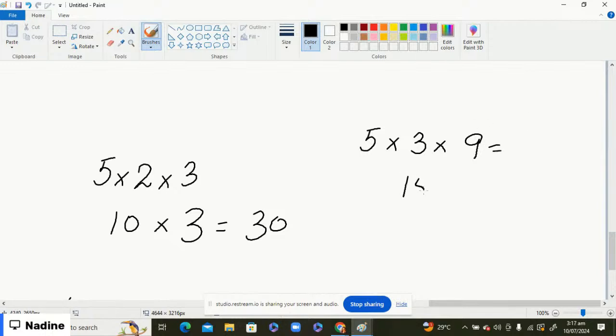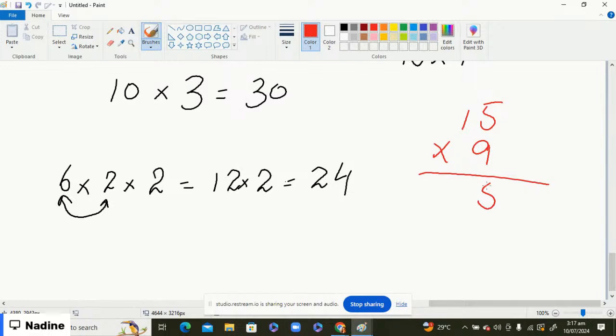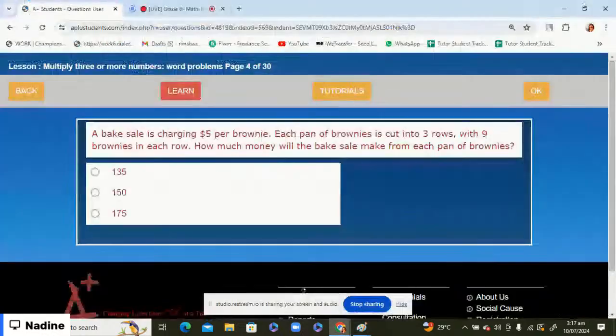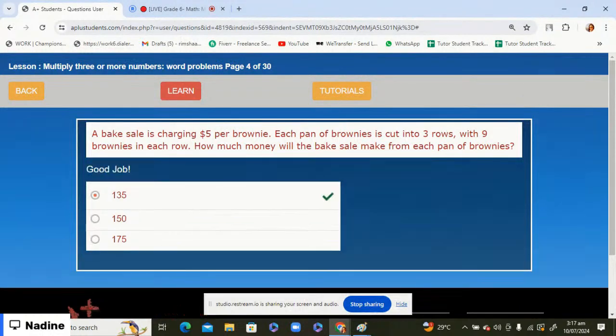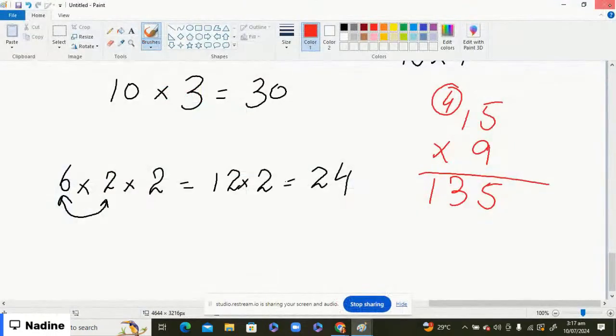5 times 3 is 15. 15 times 9. Let's solve. Here is your 15 times 9. Okay. 9 times 5 is 45. 4 goes as a carry and 5 we put here. So 9 times 1 is 9 plus 4 is 13. So it's 135. Is there any answer? Yes, the option A. Okay, that's the answer. Let's solve this one. You guys solve this one.